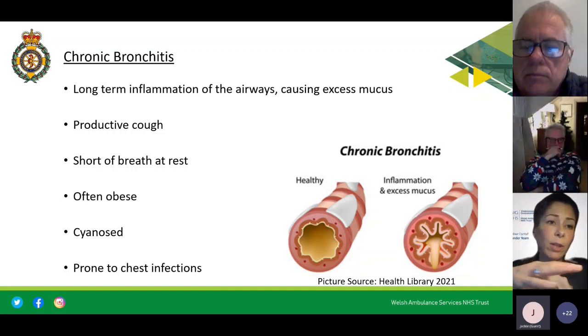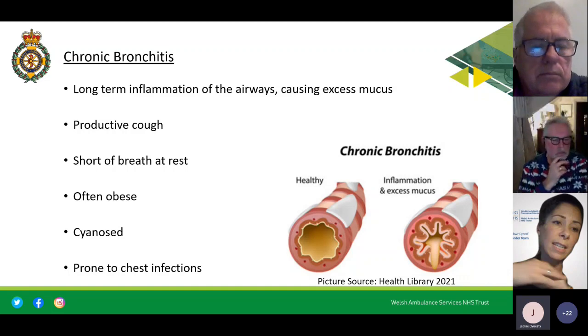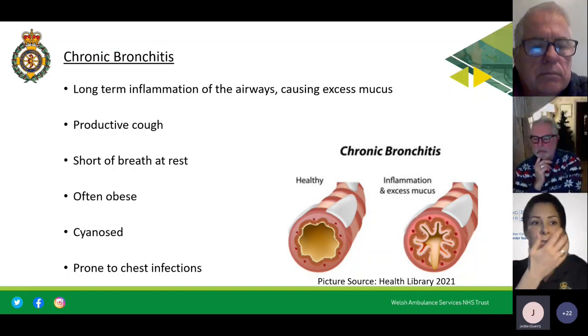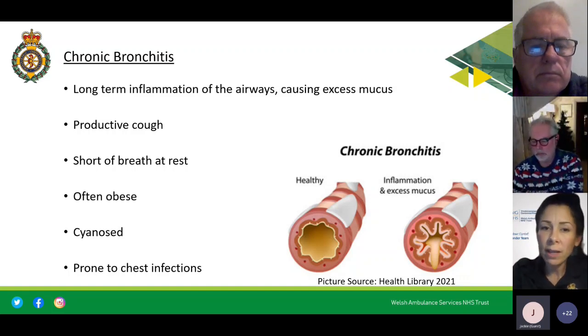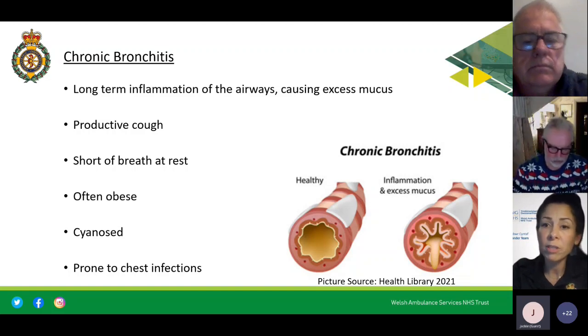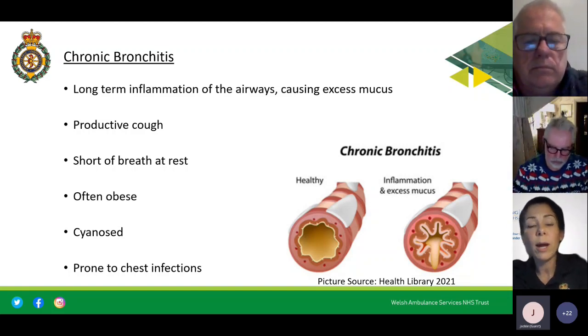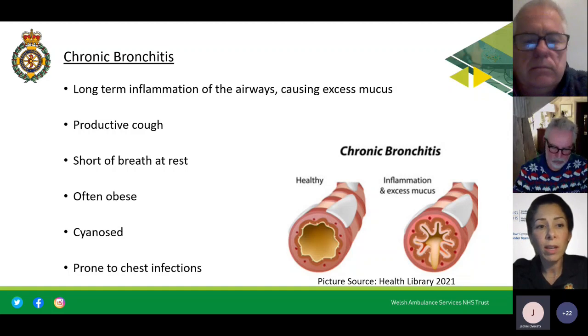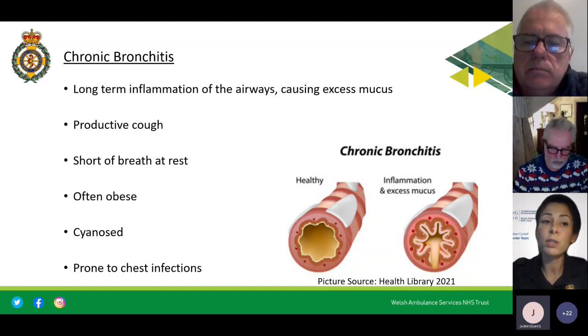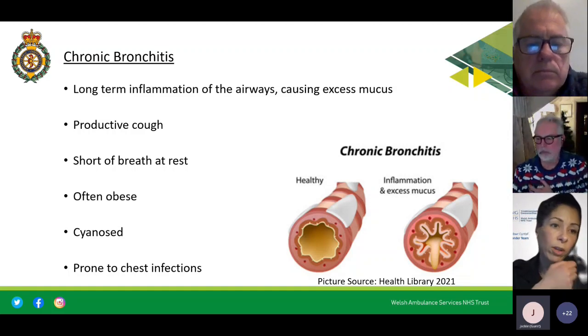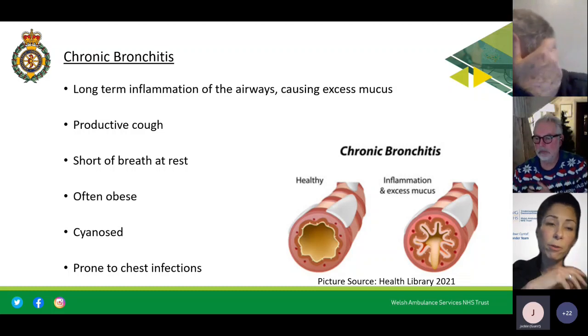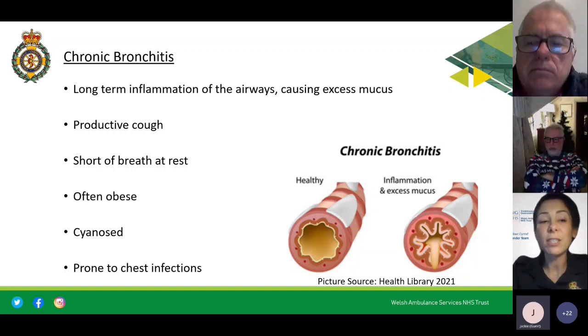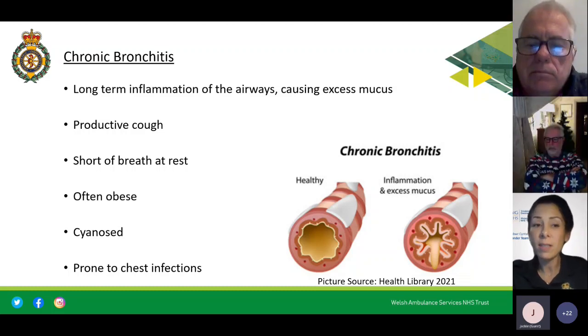So if we look at the list there, it says the long-term inflammation of the airway is caused by excess mucus and that swelling. Because of that mucus, they usually will have a productive cough. So on a normal day-to-day, that chronic bronchitis patient will be producing mucus when they cough. So do ask if they're producing anything when they cough.